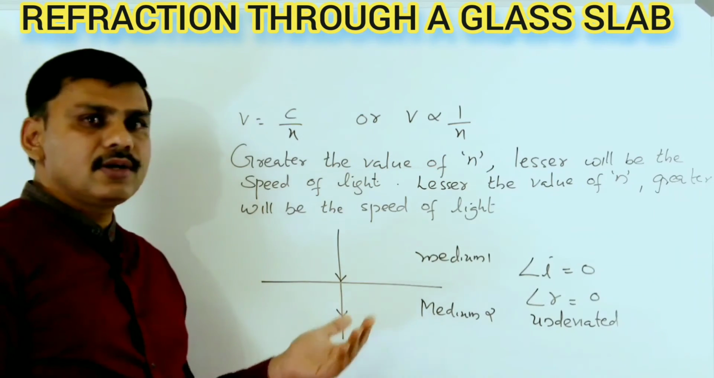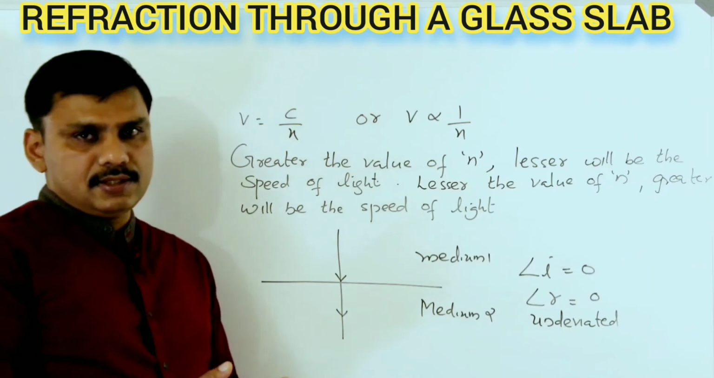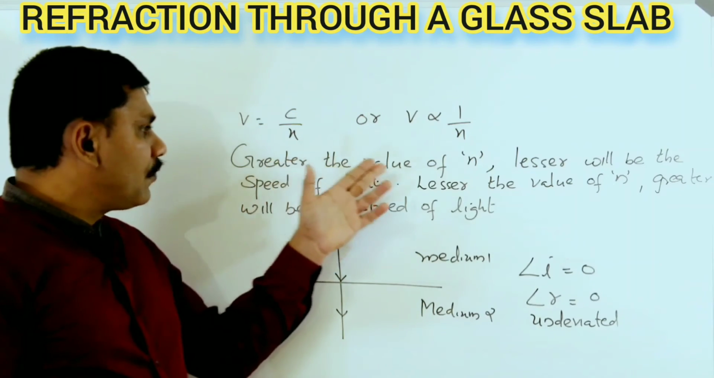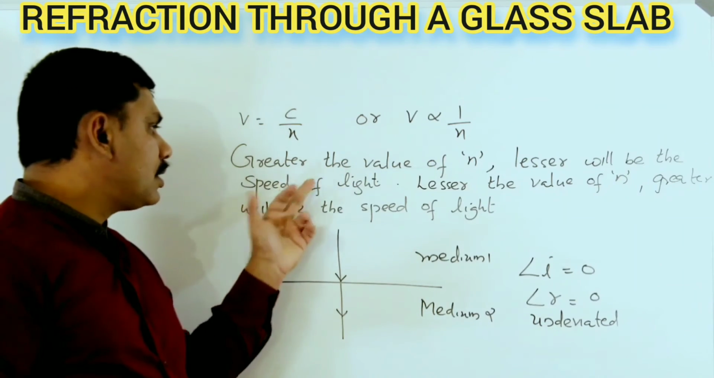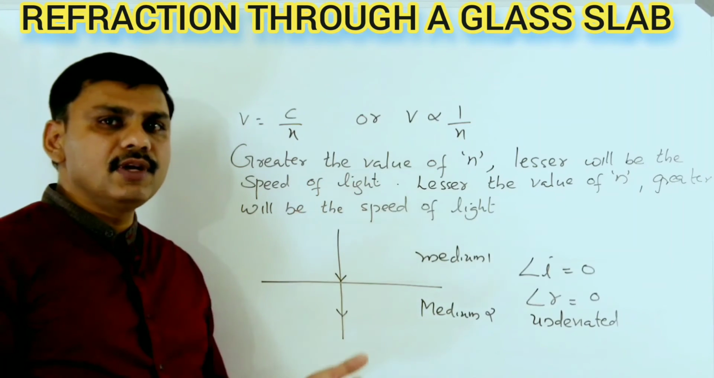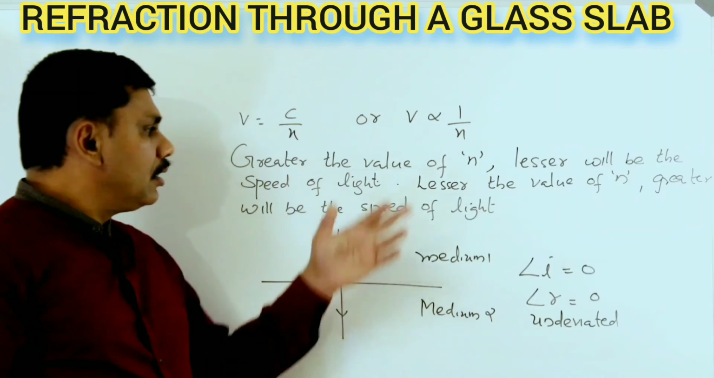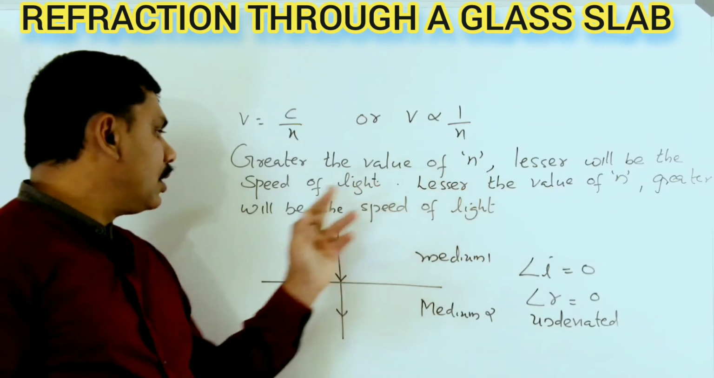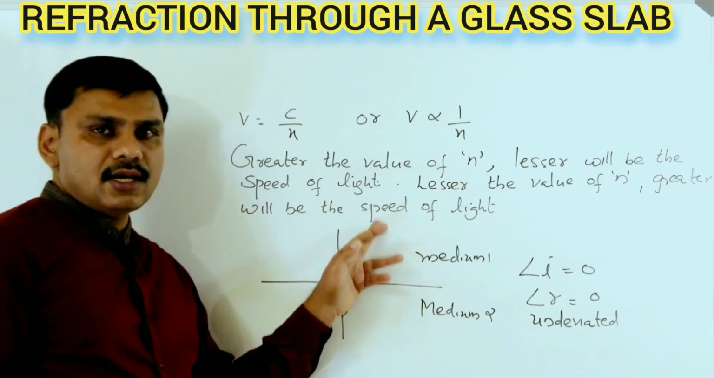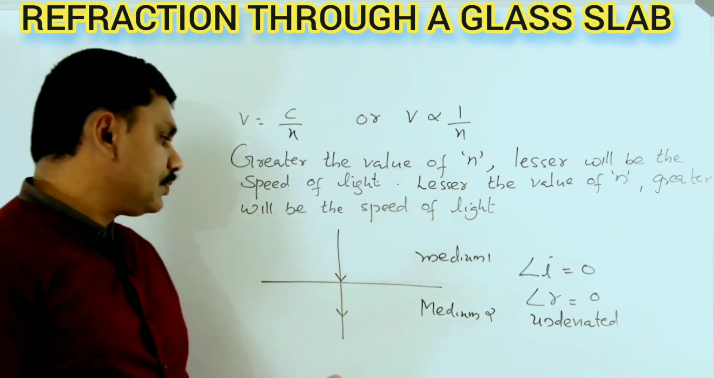So V is inversely proportional to refractive index. When the speed is more, the refractive index will be less. If the refractive index is more, the speed of light is lesser and the medium will be denser. The lesser the value of n, the greater the speed of light, and that medium will be rarer.